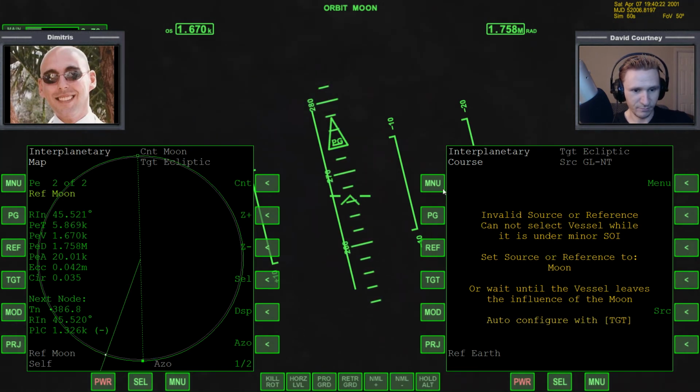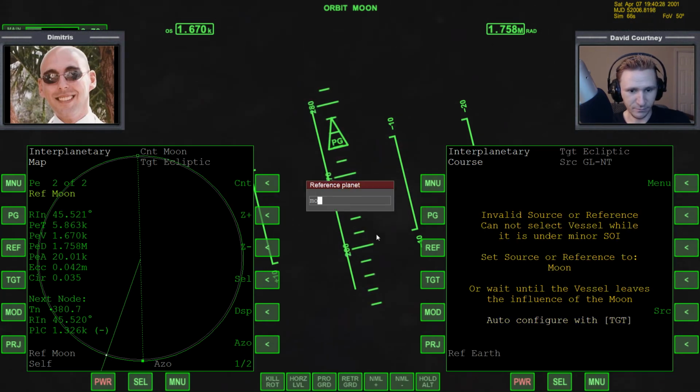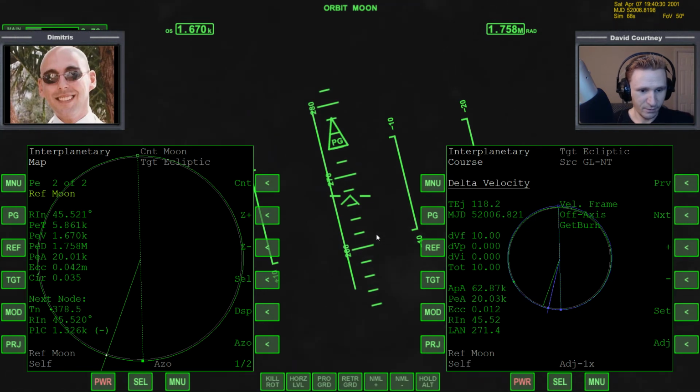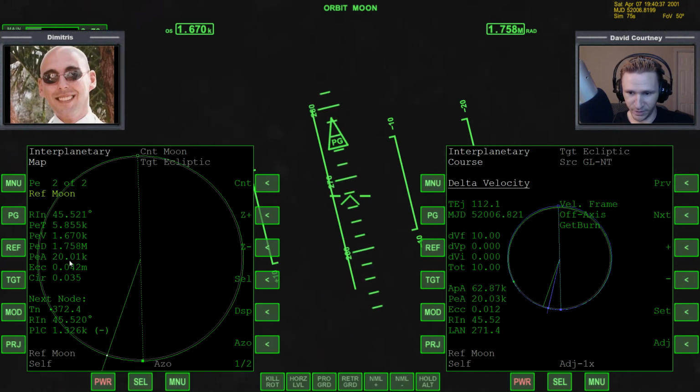On the right side, you want a menu and simply delta velocity program, reference Moon. We are around the Moon right now. Okay. All right, so on the left side, we're still looking at Map MFD, and we've got a PEA. So on the left side, the reference is the Earth. Okay.